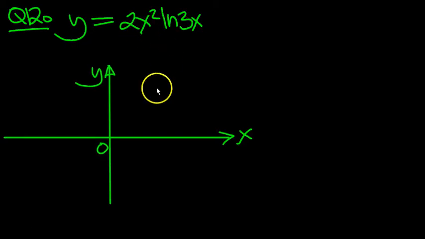y equals 2x squared ln 3x. We know that the log is only defined for positive x, so we can exclude the negative values and the value of 0. So let's just sketch in these constituent parts of the product. The 2x curve, let's do that one. So the line 2x then, let's just draw that, like so.